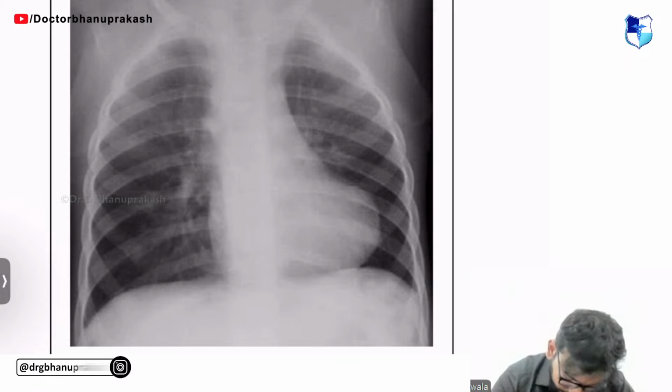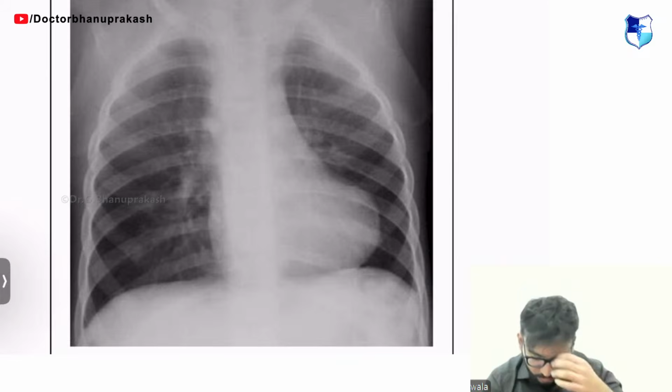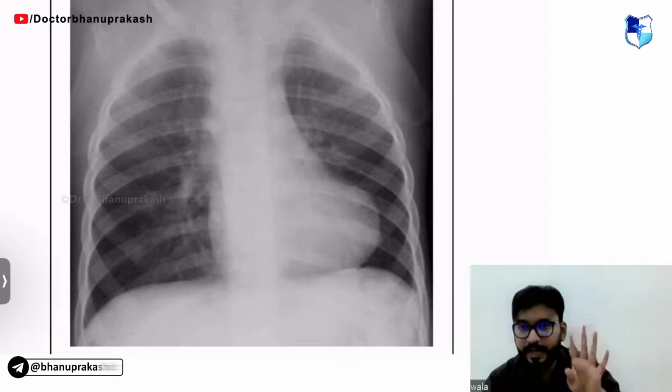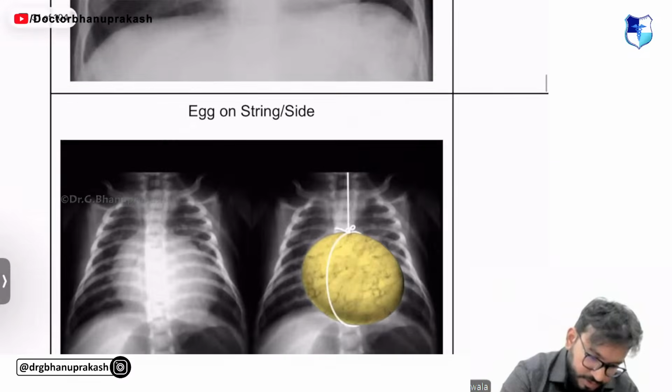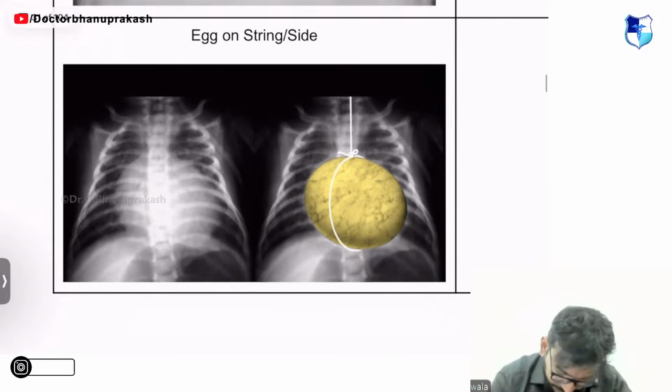Come on. What is this? Yes, this is TOF. Can anyone tell me what are the 4 components of TOF? Tetralogy, right? Tetra means 4. What are the 4 components of TOF? Come on, anyone? Brownie points. What is this?